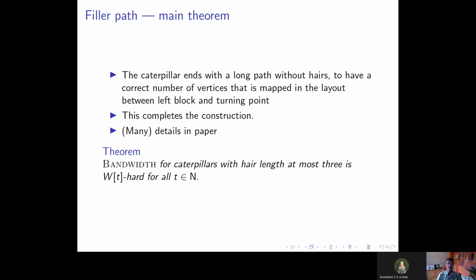Now the last part of the construction is again a filler path. I end with a long path without any hairs to make sure that I have a correct number of vertices mapped in the layout between the left block and the turning point. So there are many details which I just skipped over in this discussion, but I hope you get at least a little bit of the intuition behind the proofs. And in this way, we get a transformation from the uniform path emulation to bandwidth, and show hence that bandwidth for caterpillars with hairs of at most length 3 is hard for all the classes W[t], for all integers t.